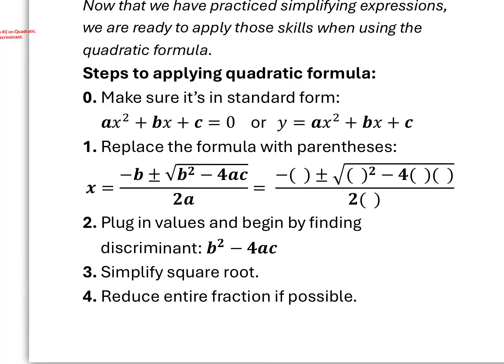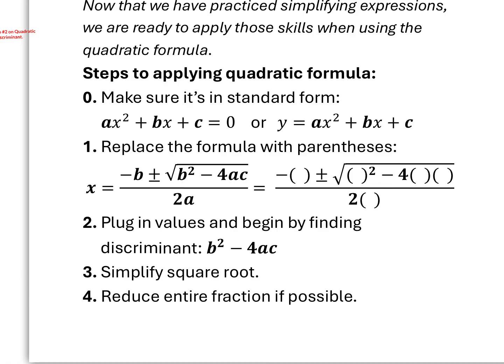Yesterday, we also went over the steps to applying the quadratic formula. Step 0, before using the quadratic formula, you got to make sure it's in standard form, set equal to 0. So ax squared plus bx plus c equals 0, or you could have y equals ax squared plus bx plus c. But you have to have it like this for you to be able to identify a, b, and c. And then you could actually use the formula. But I say, step 1, replace the formula with parentheses. And it shouldn't be replace the formula, it should be replace the variables of the formula with parentheses. So you got to start out with this, and then you could plug in your values.